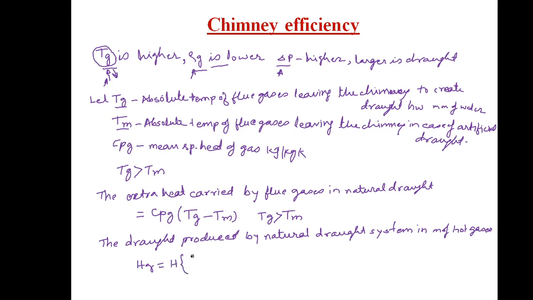bracket Ma divided by Ma plus 1, close this bracket, into Tg divided by Ta minus 1 meters of hot gas column. So this head imparts the energy for the flow of gases through the chimney.